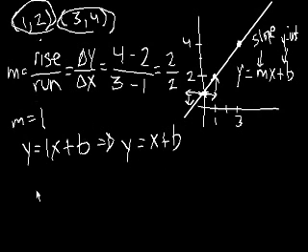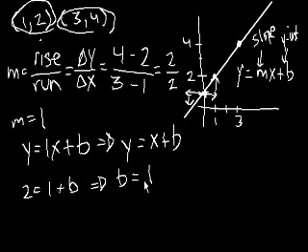So let's take this first pair. Y is equal to 2. 2 is equal to x, which is 1, plus b. It's a pretty easy equation to solve. We get b equals 1. So that tells us that the equation of this line is y equals x plus 1. That's a pretty straightforward equation.